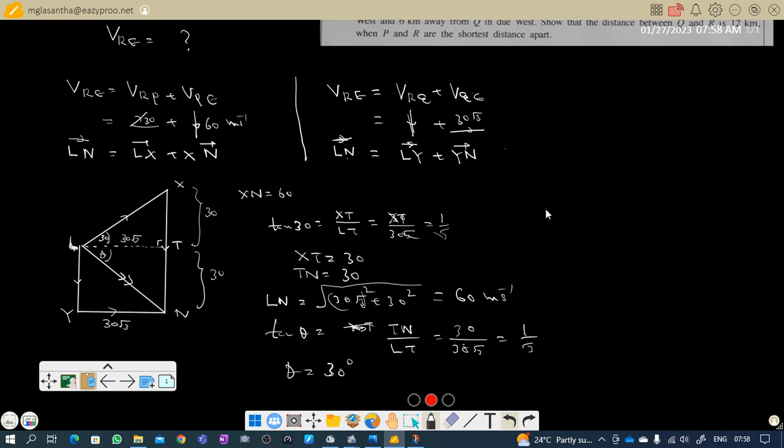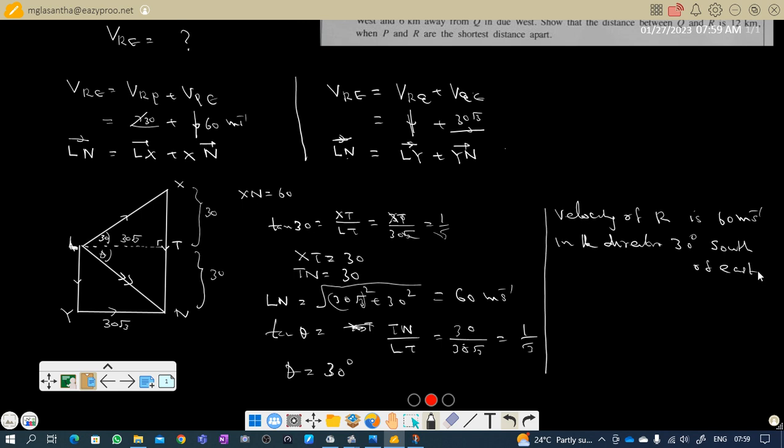Therefore the velocity of R is 60 m s^-1 in the direction 30 degrees south of east. So this is the velocity of R relative to Earth, right? So what is the next part?